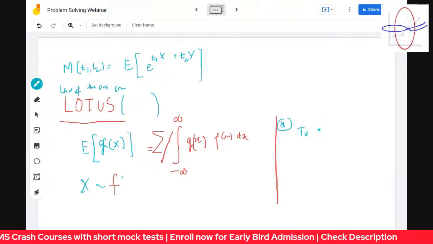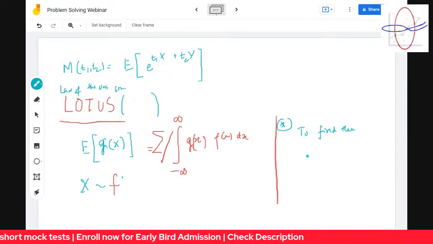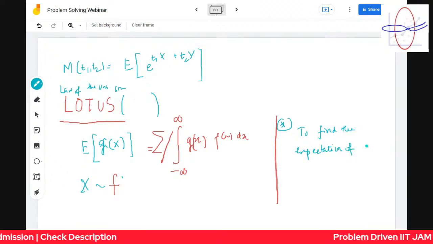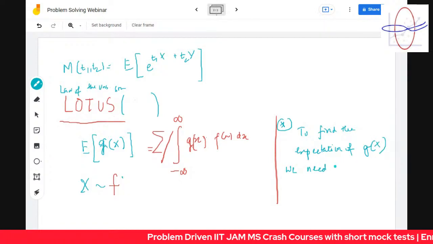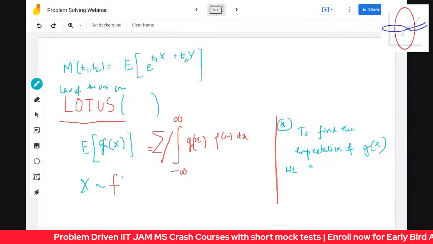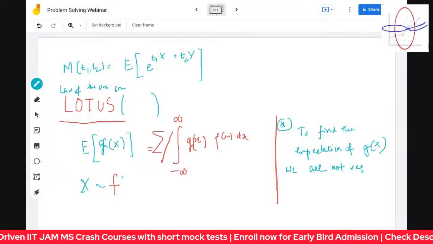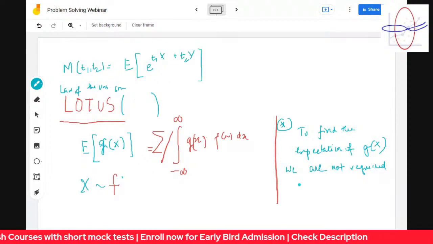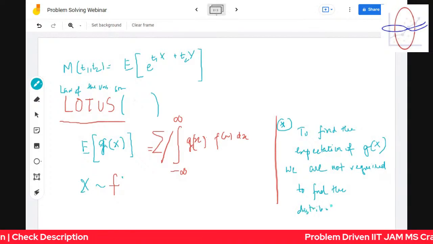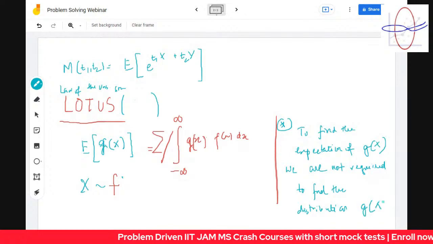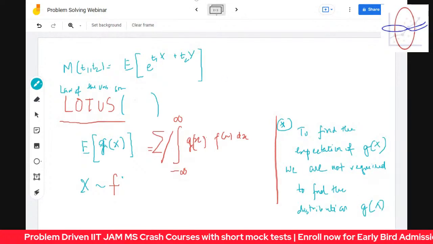To find the expectation of the random variable g(X), we are not required to find its distribution. That's a great step ahead, we are saving a lot of time. We have seen how finding a distribution can be really tedious, right? So this is a very easy step, and it's super helpful.